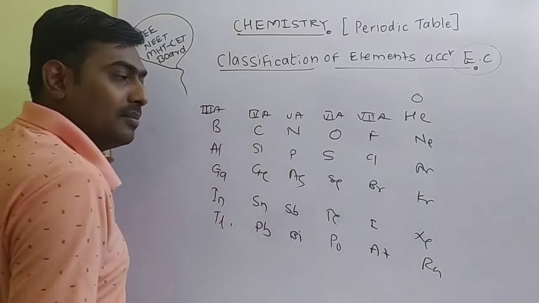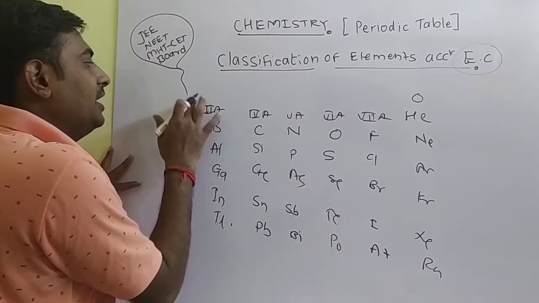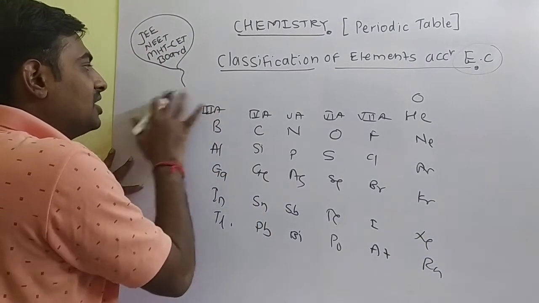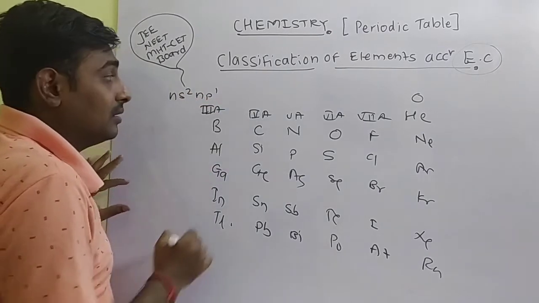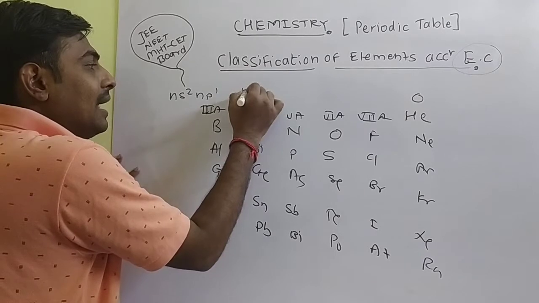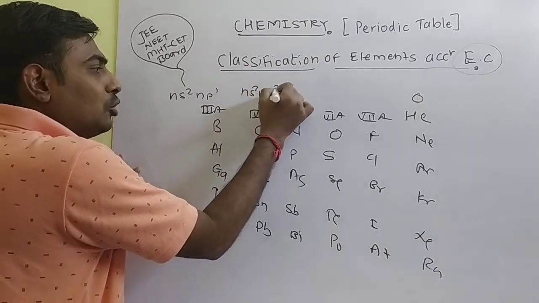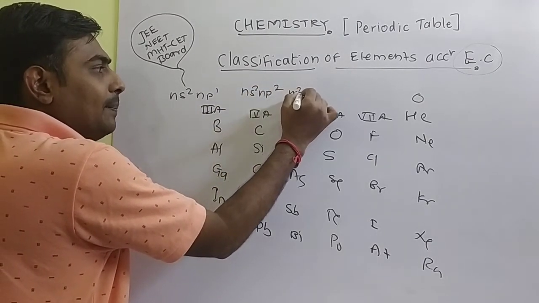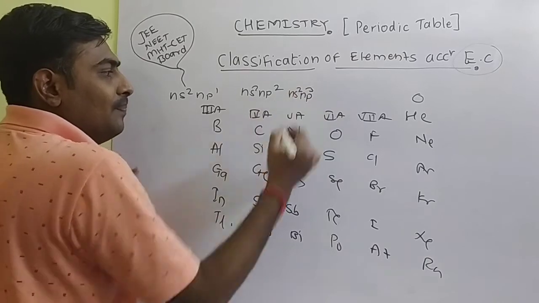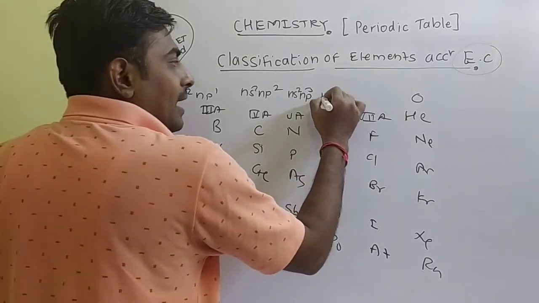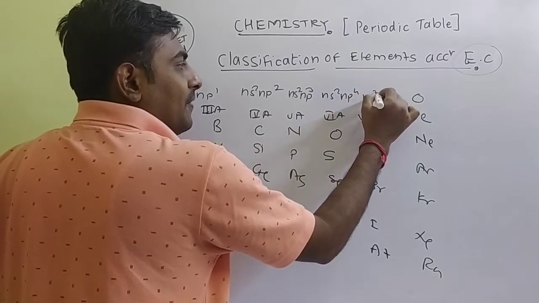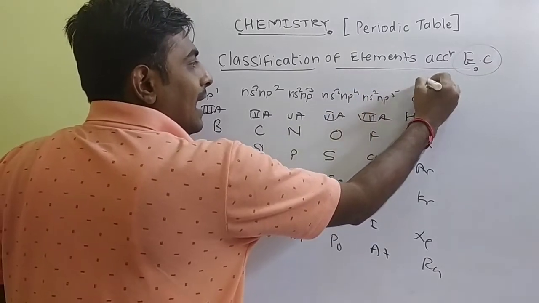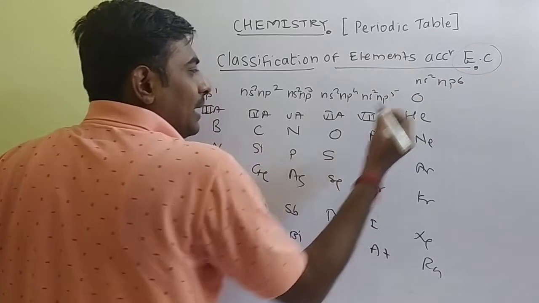These are the elements of the p block. Generally it shows 3 electrons in the valence shell, ns2 np1 electronic configuration. Then the second one, ns2 np2 type of electronic configuration, ns2 np3 type of electronic configuration, ns2 np4, ns2 np5, and ns2 np6 type of electronic configuration.